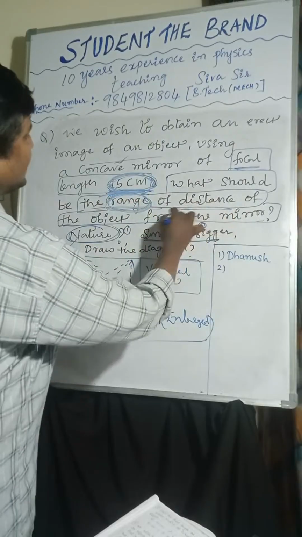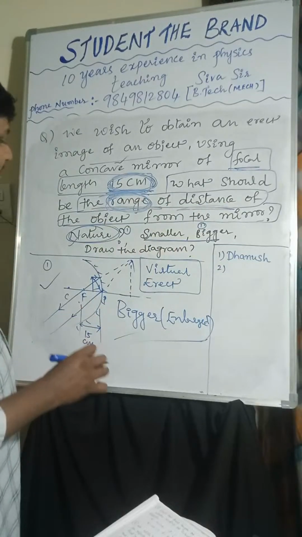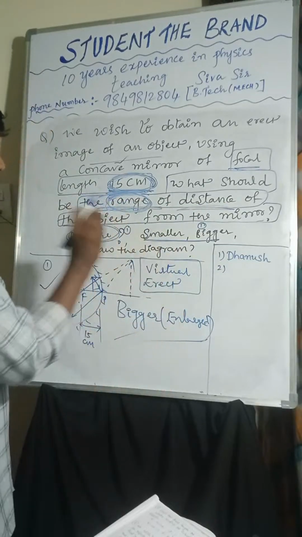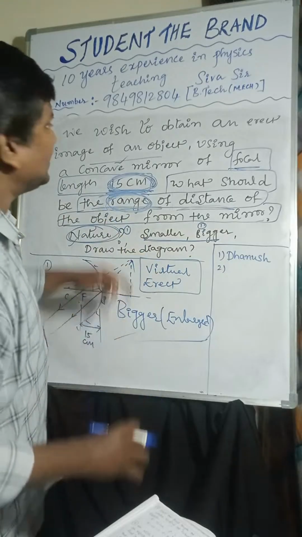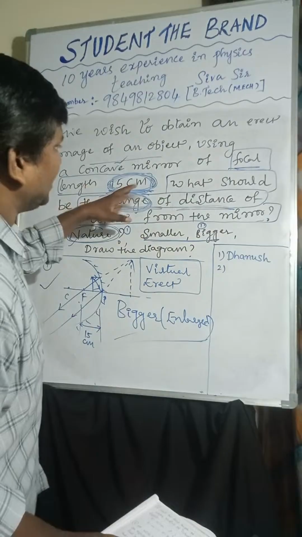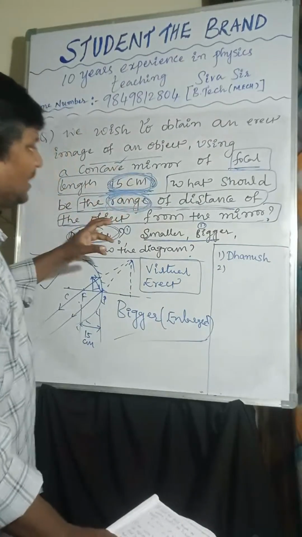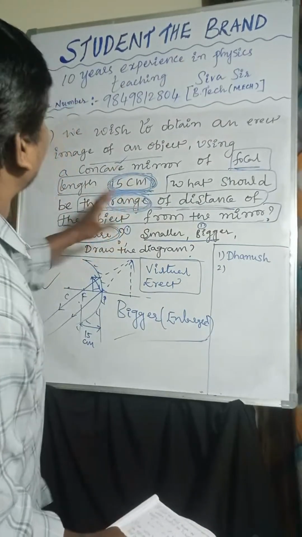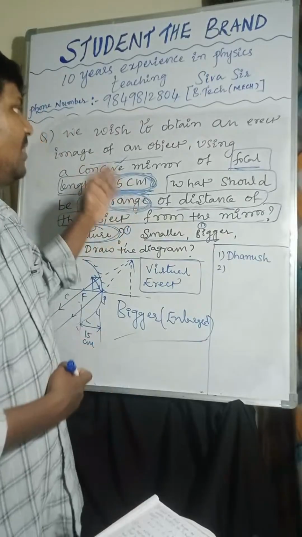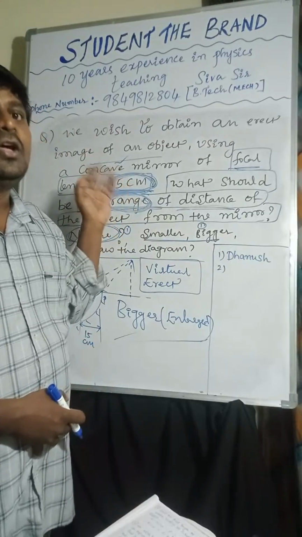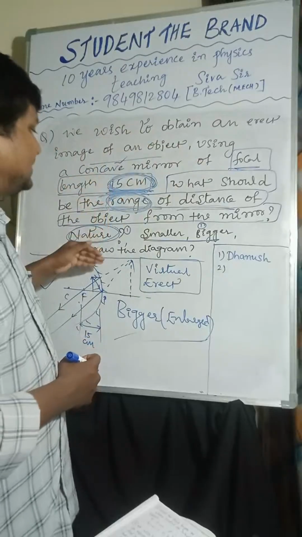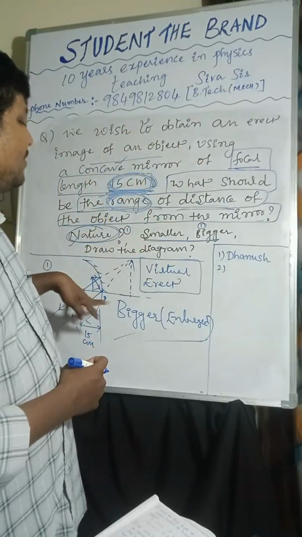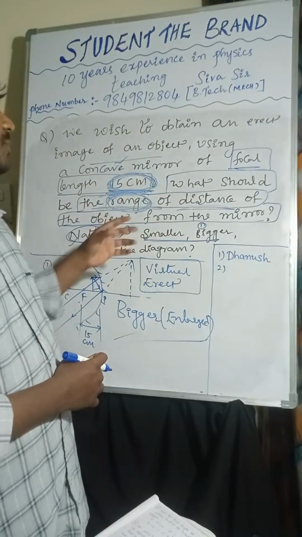Range of the distance means they are asking for a specific point. With the help of the focal length of 15 centimeters, you have to answer. So it is less than 15, between F and P. You have to place the object between F and P.